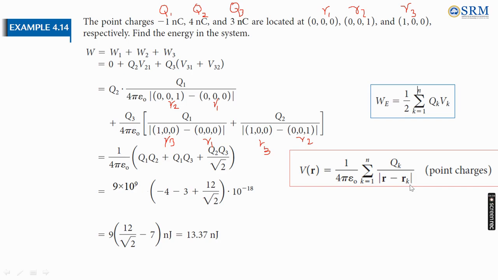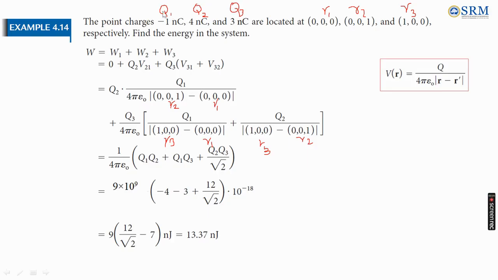Okay. Now let us do one problem based on this. So the problem: three point charges are given, labeled Q1, Q2, Q3, and these charges are located at position vectors R1, R2 and R3. We are asked to find the energy in the system. To find the energy in the system, we find the work done: W1, W2, W3. W1 is the work done in moving the charge Q1 from infinity to the point P1, where there is no charge initially in that space. So the work done is 0.